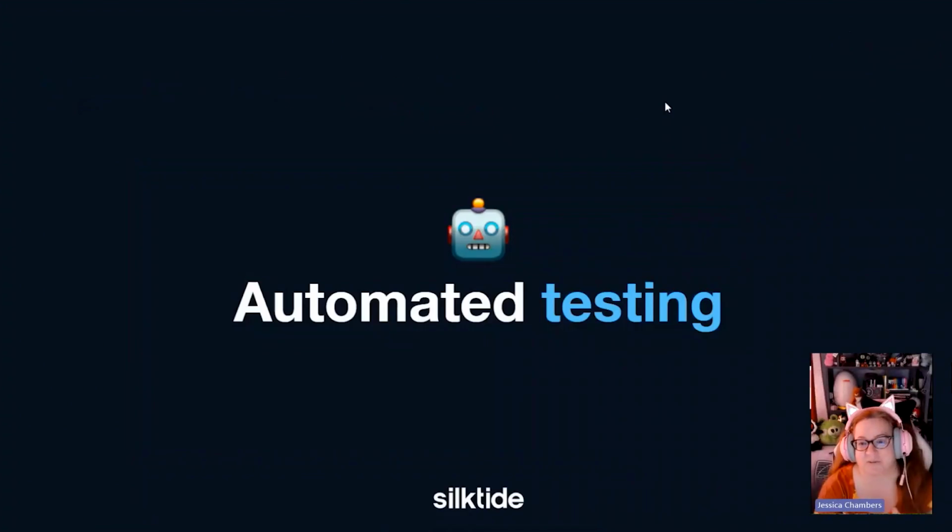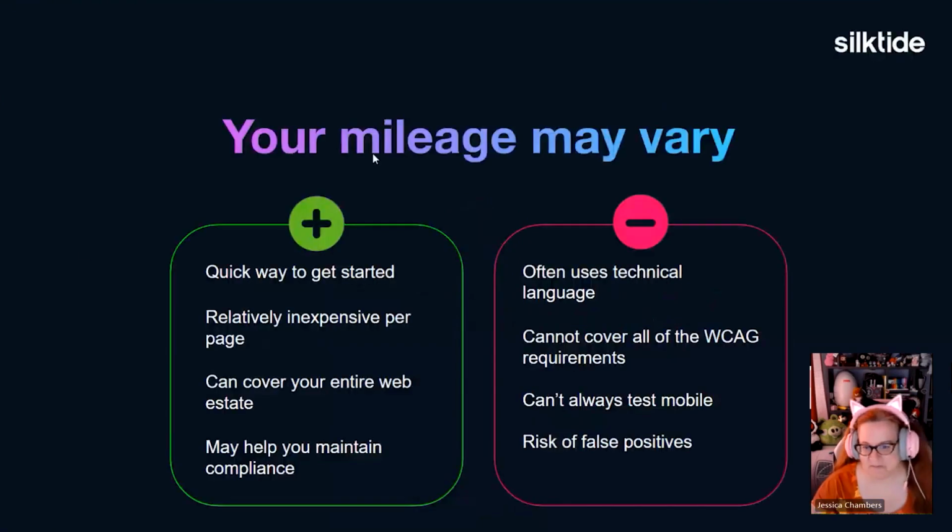So, when we talk about doing accessibility right, I want to talk about the different ways you can do the testing. We're going to start with automated testing. Obviously, what Silktide's known for. So I want to talk about the pros and cons for a minute.